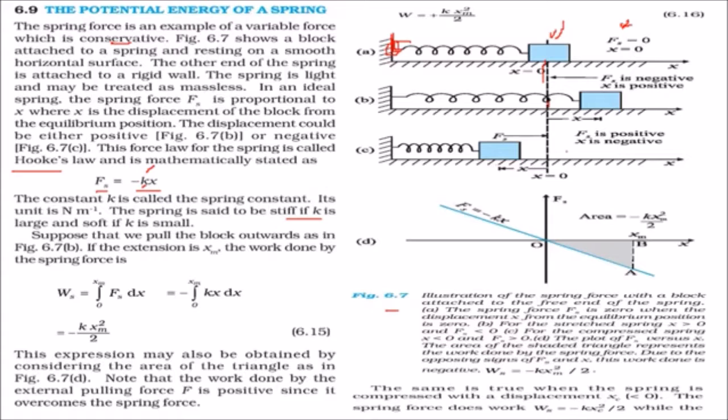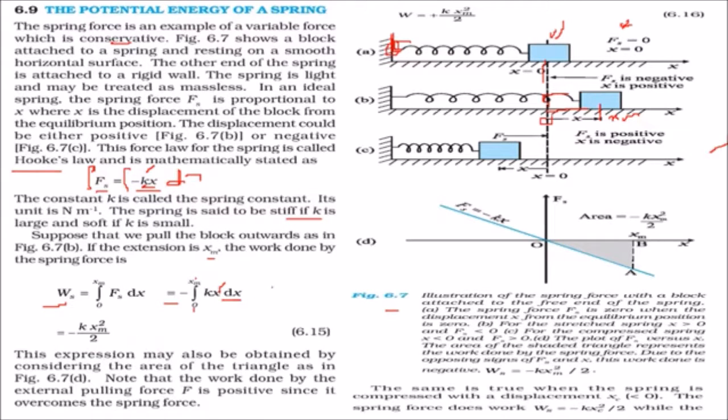Now when we pull the block outwards from the normal position, if the extension is xm, from here to here, then what will be the work done by the spring force? We know that Fs is minus kx. So the work done will be the integration of Fs with dx, that is minus kx dx, from 0 to xm. Now this becomes minus k xm square by 2, just integrating x.